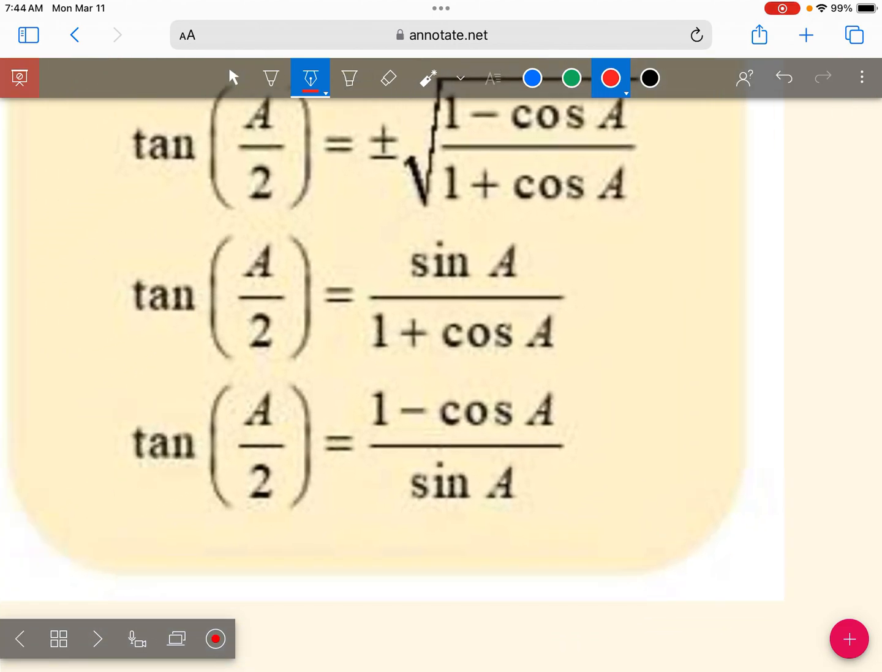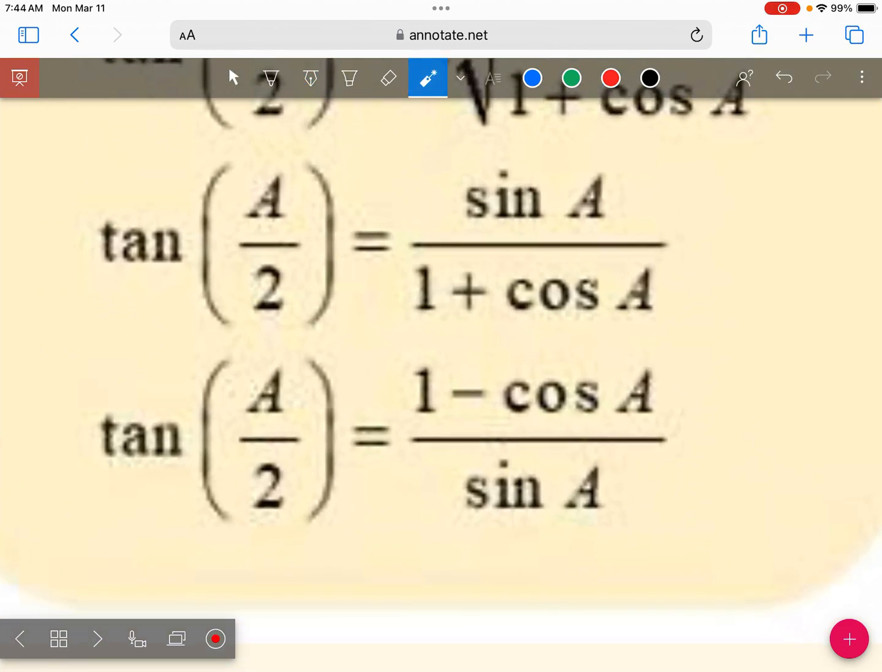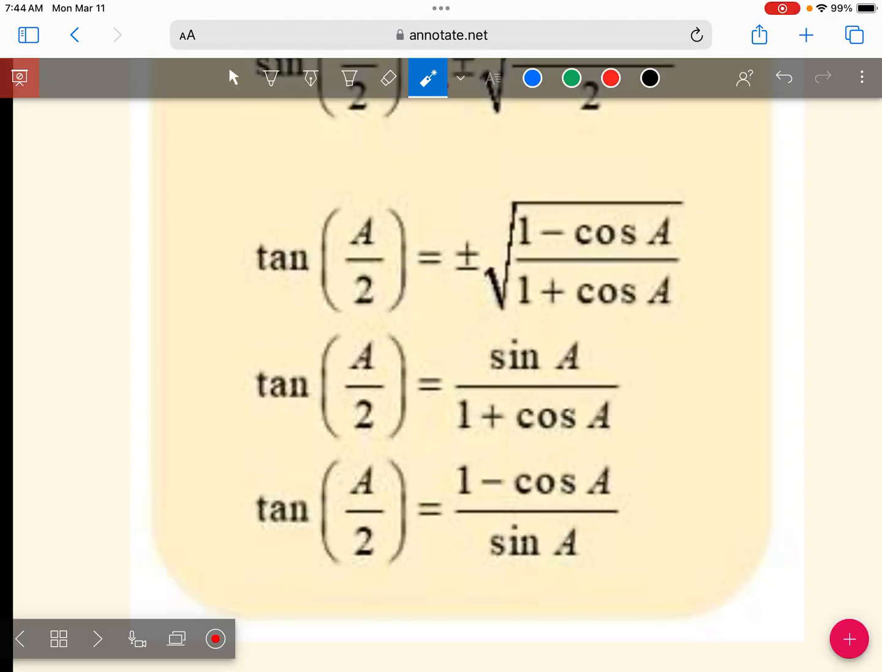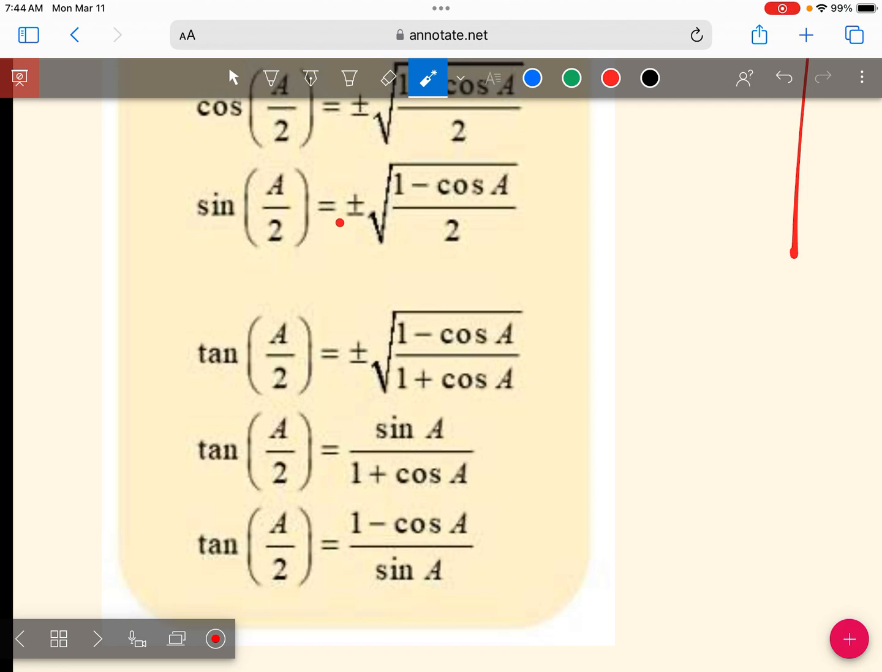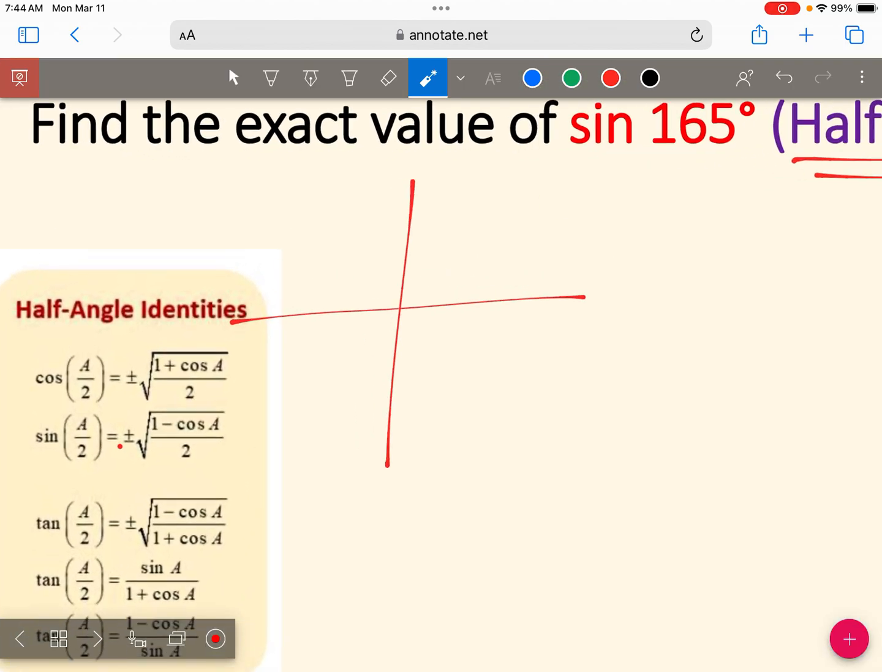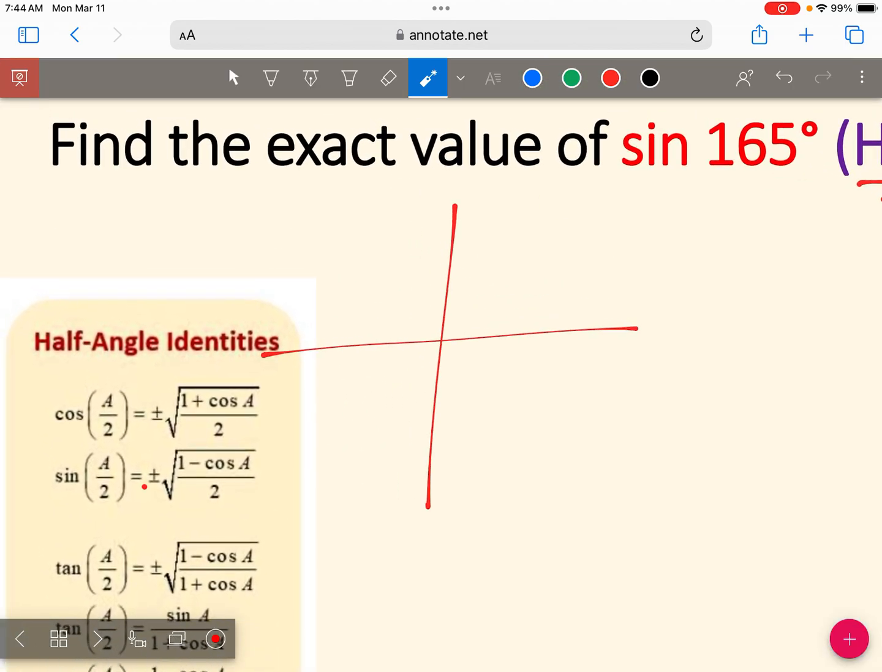Unless you're using one of these two tangents at the bottom, notice that they don't have the plus minus in front because it'll naturally give you the right sign. But for these other 3 identities, you have to start by identifying, is it positive? You have to figure that out. All right, so we agree that sine is positive in quadrant 2, so we can move forward here. So we're going to use this identity.